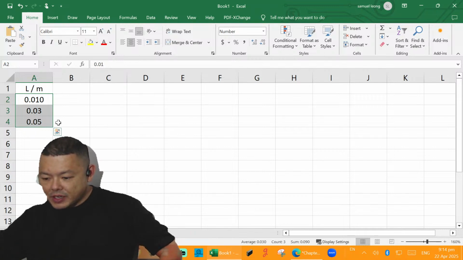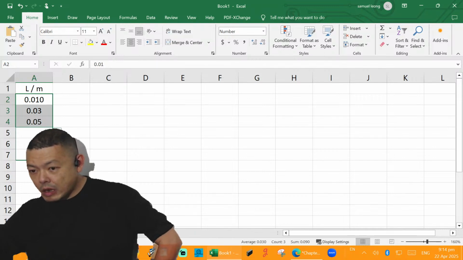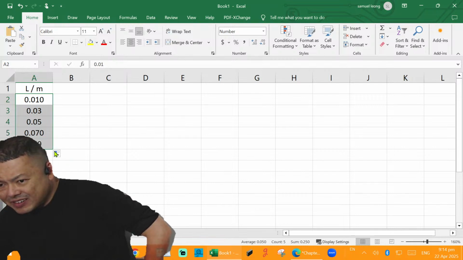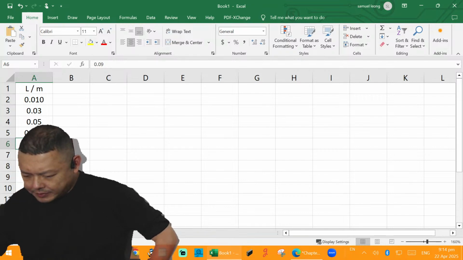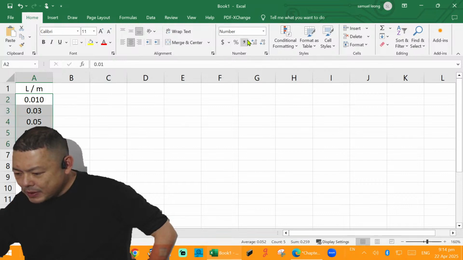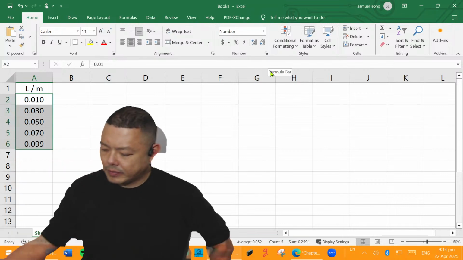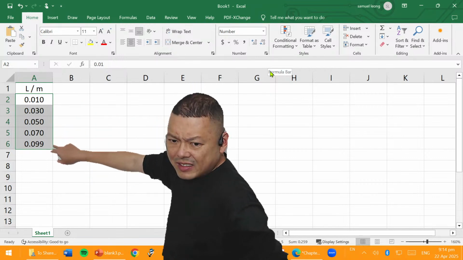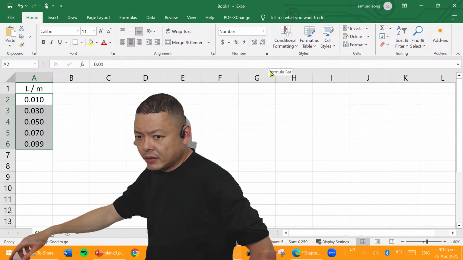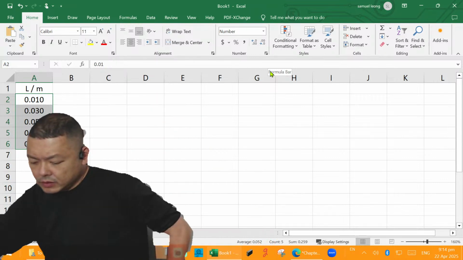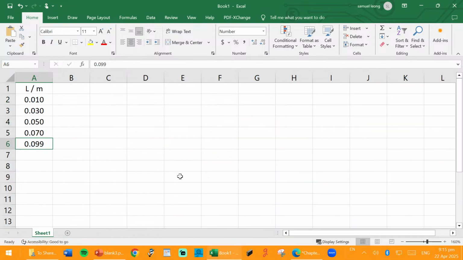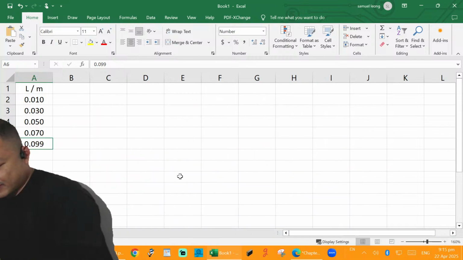What you can do is, after you key in a few, how many data points do you have? Up to what? 0.099. Okay, so anyway, you have to make sure that all of them are three decimal places, like that. 0.090 and then 0.099.